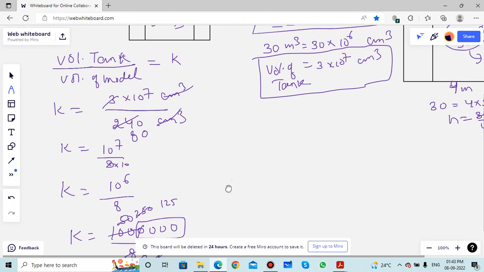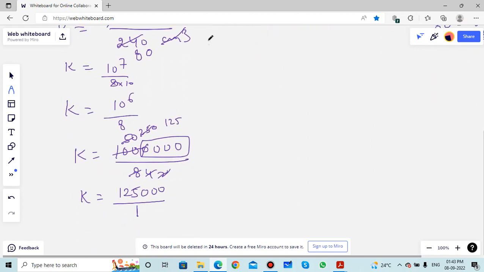Now we have found for the tank to the model, model to tank will be what? Model to tank will be opposite, 1 upon 125,000. So let me write it properly here.